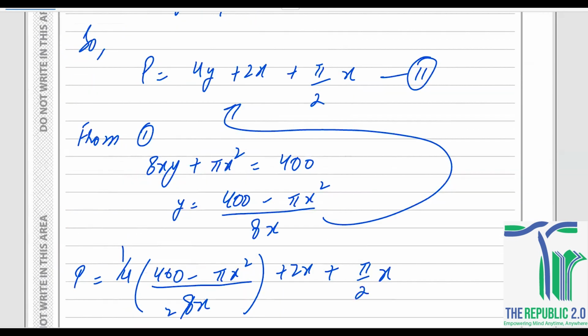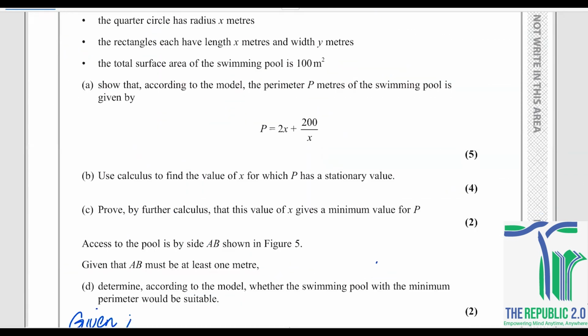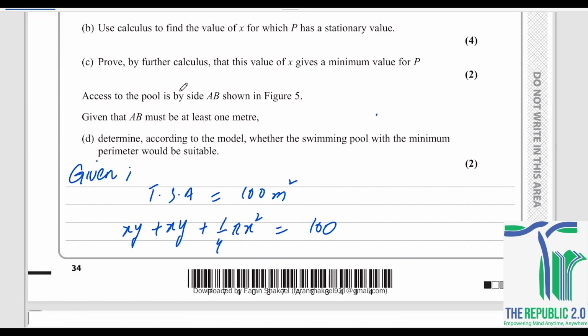Now for the last part, access to the pool is by the side AB shown in the figure 5, right? Given that AB must be at least 1 meter, determine according to the model whether the swimming pool with the minimum perimeter would be suitable. Well, we just saw that the minimum length of the perimeter can be 10. So what does that mean? That 1 meter is going to be suitable, right? Because we've got 10, so 1 meter should be suitable as well. So you just need to write that down in a single line.